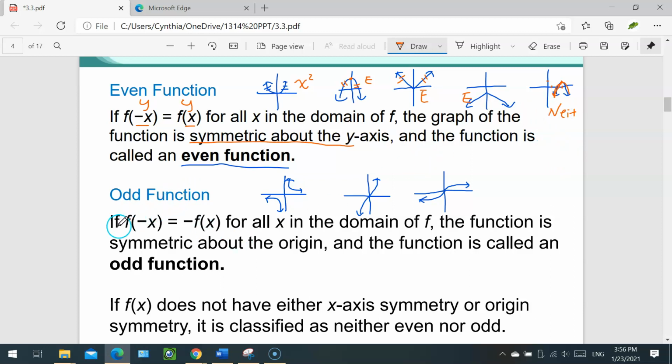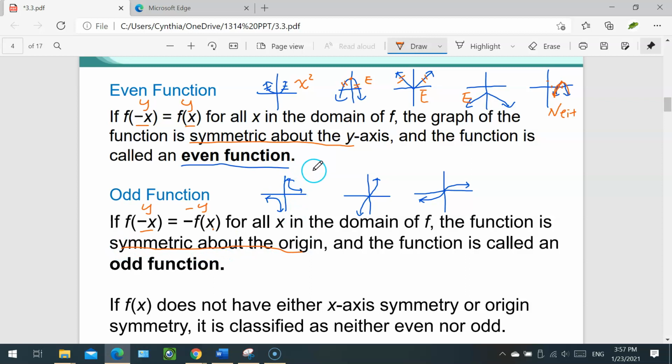Odd function. For the odd function, the negative x value gives a y that equals the negative y. So the negative x and the positive x have the opposite y value. We call this an odd function. In other words, the graph is symmetric with respect to the origin.